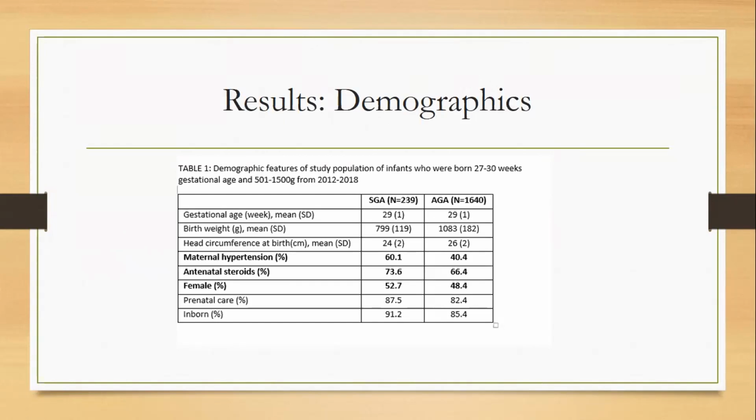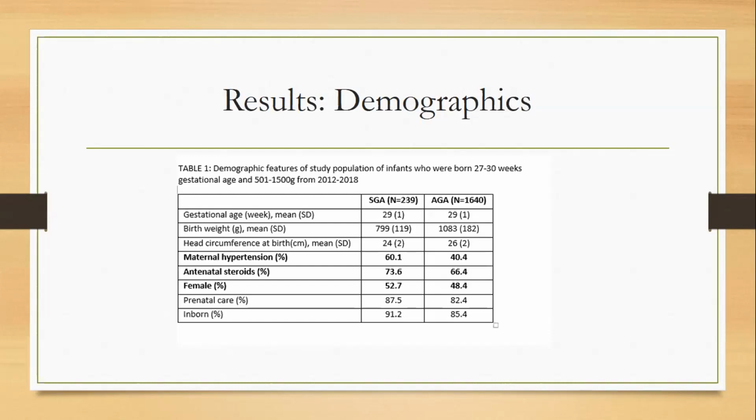So this is just a table showing some of the demographic characteristics. So the gestational age was similar between the SGA and the AGA. And as we expect, the birth weight was much smaller amongst the SGA, with a mean birth weight of 799 grams in the SGA group. The head circumferences were smaller in the SGA compared to the AGA group.